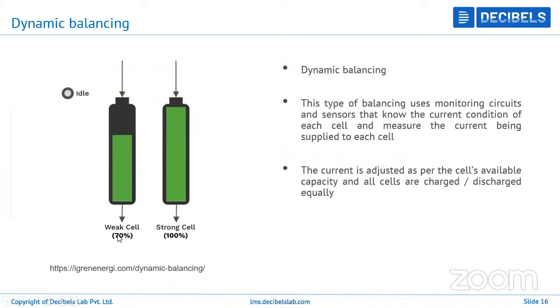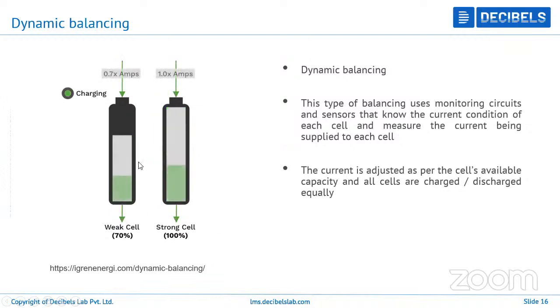So here, let's say we have a cell with limited capacity on the left hand side. That's the weak cell. And then there is a strong cell which has a much higher capacity, right? The weaker cell will charge faster than the stronger cell. What that means is it will reach the higher voltage level much faster than the strong cell, if they were to be charged at the same rate.